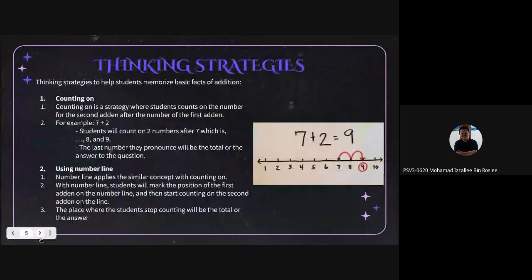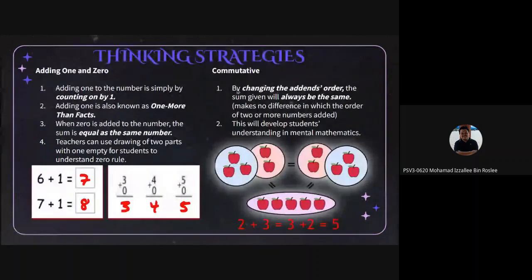The last one is commutative. By changing the addends' order, the sum given will always be the same, which makes no difference in which order the two or more numbers are added. And this will develop students' understanding in mental mathematics. Considering it is commutative, switching orders doesn't matter. It will reduce the basic facts of mathematics by half, which makes it easier to remember some of the easier facts, like this one.